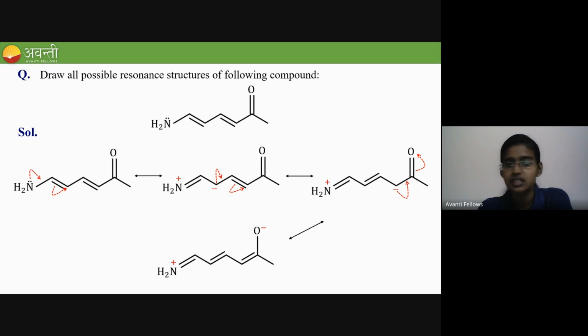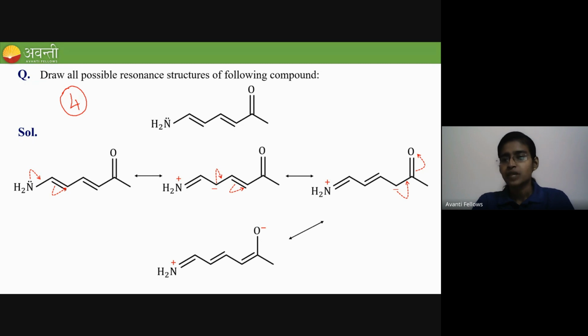Did you all get this? Or have you got any other structure apart from this? So the number of possible resonance structures for the given compound is 4. In your exam, you can get a question like this: how many possible resonance structures are possible for the following compound? You have to draw the resonance structures and select the correct option which contains the number. So this is about resonance.